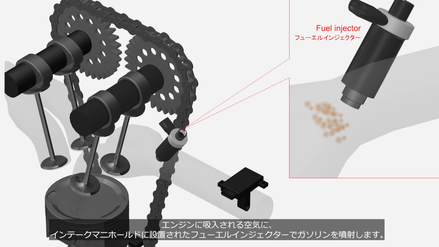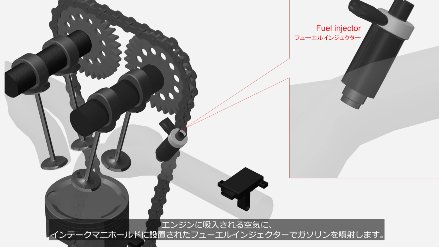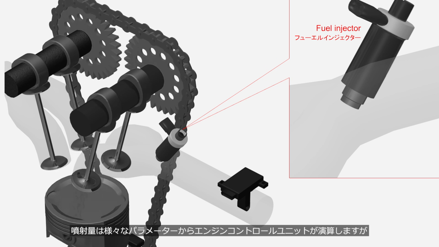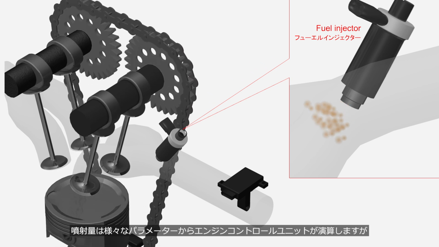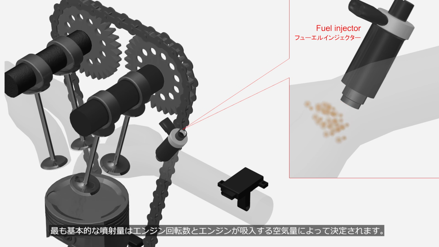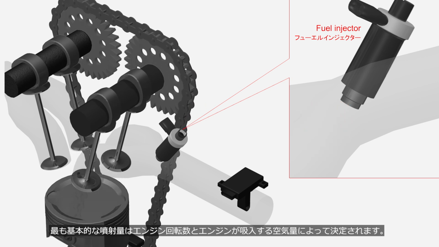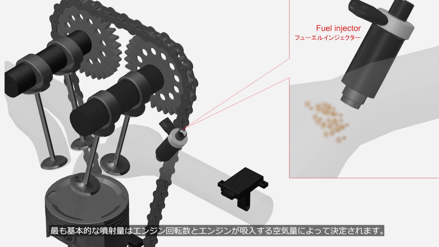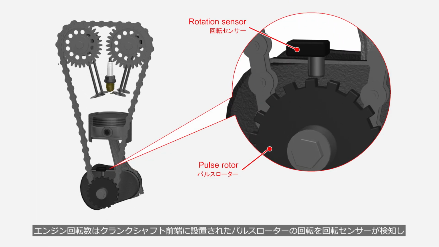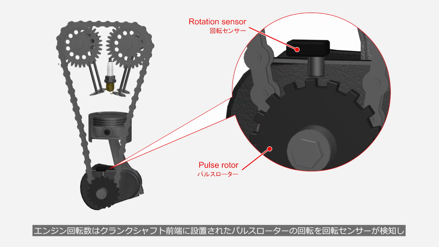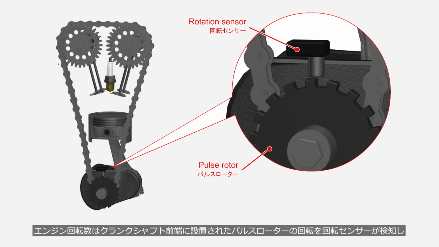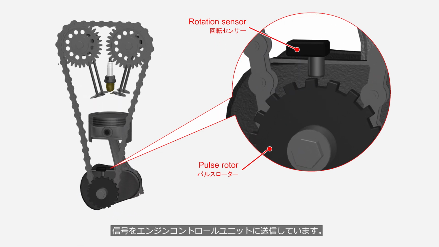Fuel is injected into the air drawn into the engine through a fuel injector, positioned in the intake manifold. The amount of fuel injected is calculated by the engine control unit based on various parameters, but the most basic injection amount is determined by the engine speed and the amount of air the engine takes in. The engine speed is detected by a rotation sensor that monitors the rotation of a pulse rotor installed at the front end of the crankshaft, and the signal is sent to the engine control unit.